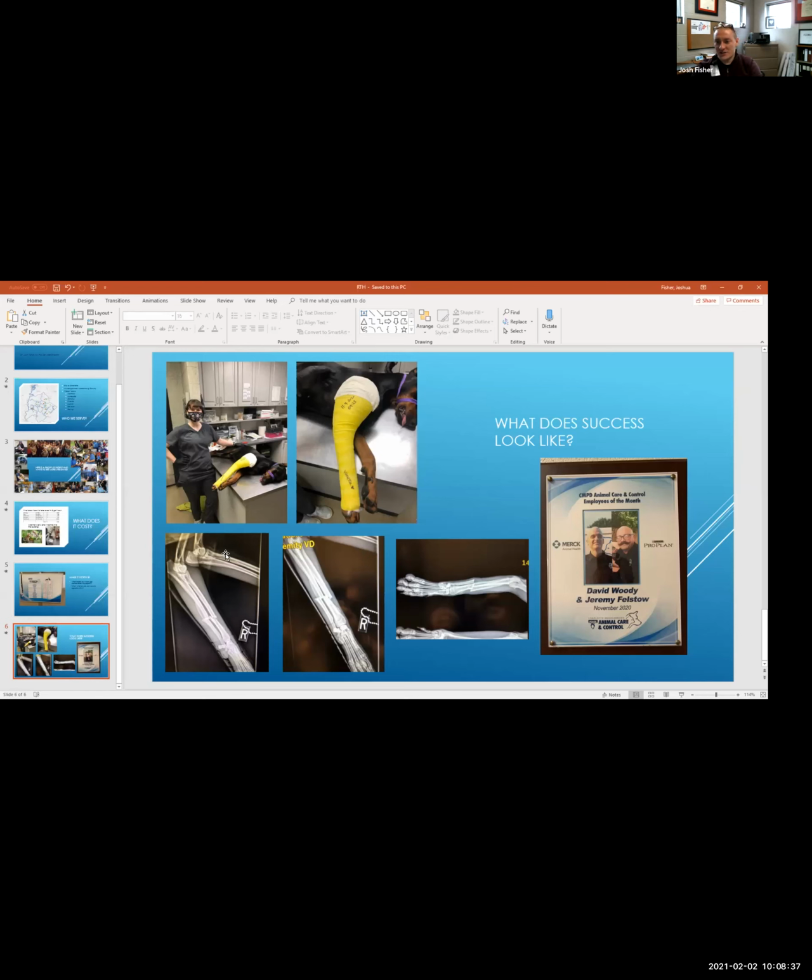But these two officers actually ended up getting Employee of the Month because they went and canvassed a neighborhood, knocking on over 100 doors to find who the owner of this Doberman was and get it home.